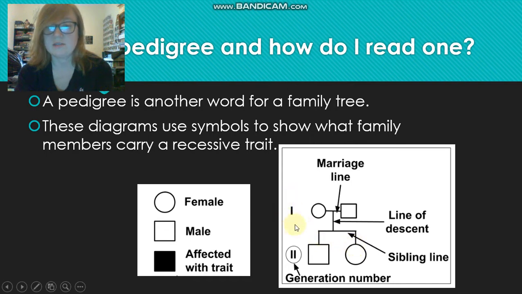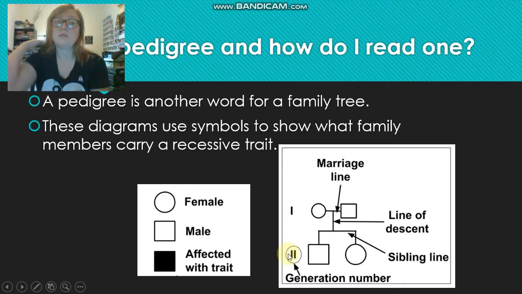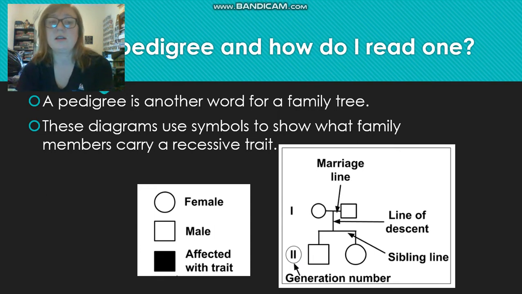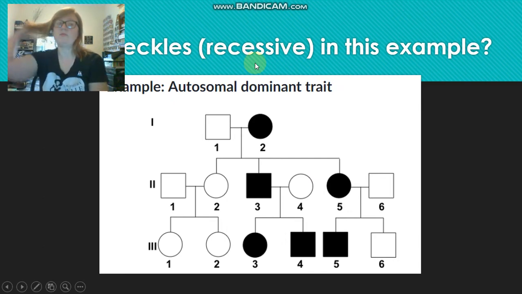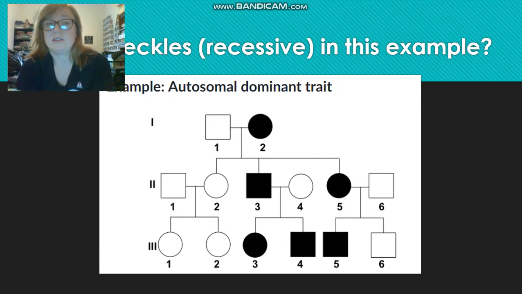And then these numbers here show what generation we're talking about. So this is the first generation, and this is the second generation, their kids. You can see a bunch of generations. Let's take a look at a more complicated one. Okay, so we're looking at freckles, and they're recessive, and we're going to find out if it's recessive in this trait. So it's filled in. Let's make sure we understand how to look at a family tree.